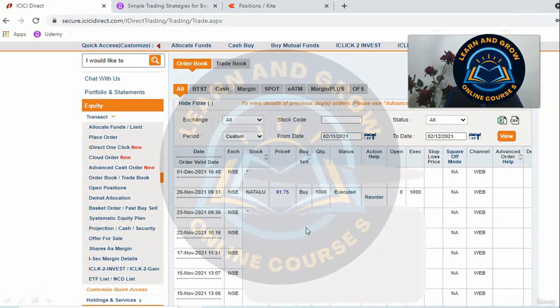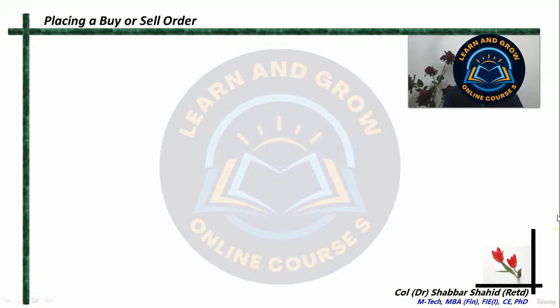That means today is the T day, the transaction day. So tomorrow and day after tomorrow, these 1000 shares will be reflected in my demat account. So when I want to see that, I will go to the portfolio and statement. I will click on the portfolio and I will be able to see that it has come into my portfolio. All right. So what you have seen now is how we place a buy order for purchasing some shares.